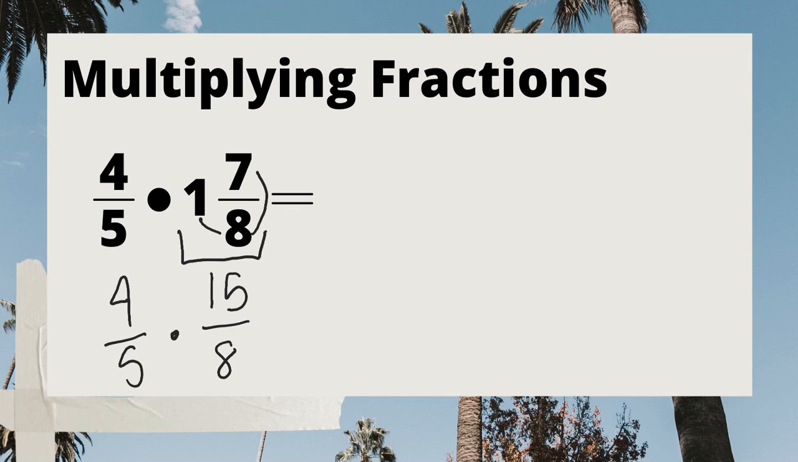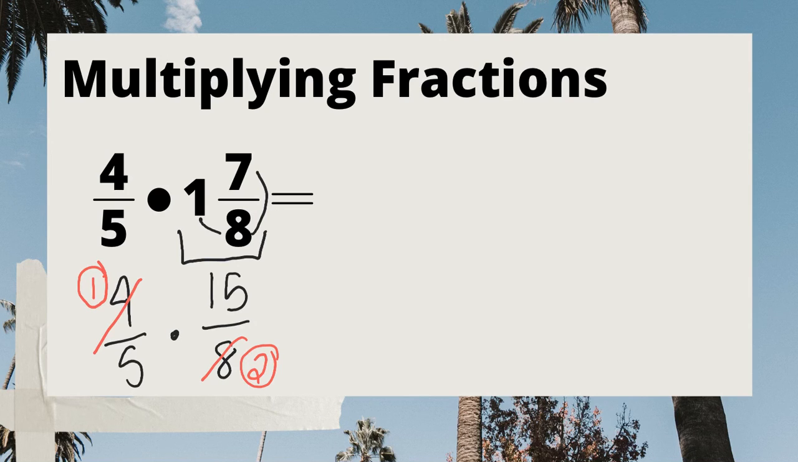And then we could just multiply straight across, right? 4 times 15 and 5 times 8. But I know that will get kind of big, and I would rather simplify first before I multiply. So I notice that 4 and 8 have a common factor of 4. So I'm going to divide them both by 4. So I would say 4 divided by 4 is 1, and 8 divided by 4 is 2. So now I've simplified those already.